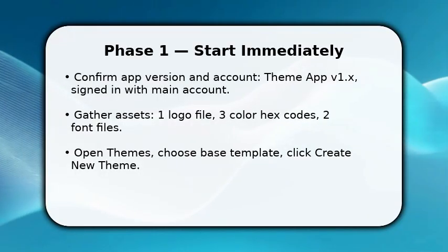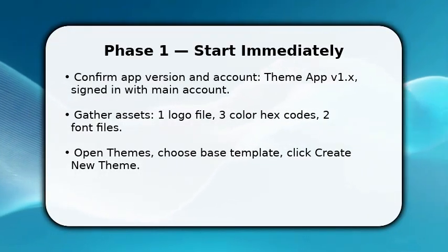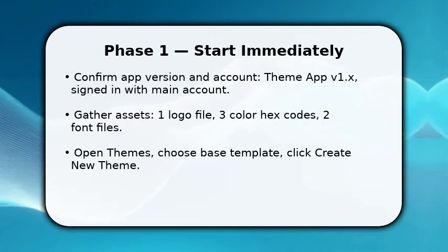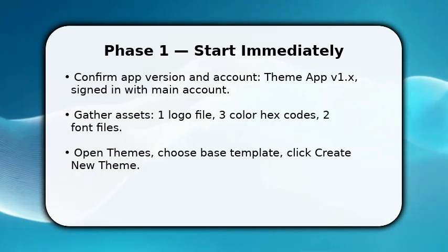You have what you need, so begin now. Sign into the Themes app and pick a base template to avoid starting from blank. Once selected, upload your logo and import 2 fonts. Make sure color hex codes are ready. Click Create New Theme and name it clearly.